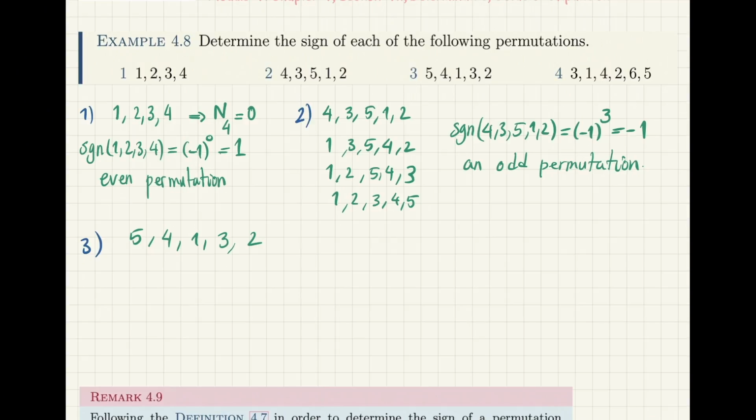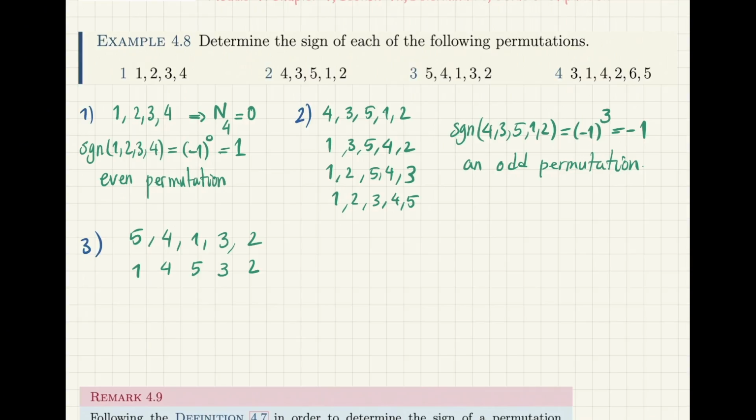So what can I do here? For example, I can interchange these two. I can interchange 1, because 1 is not in its natural position, so I need to move a 1 here. So 1 goes here, 5 goes there. So it becomes 1, 4, 5, 3, and 2.